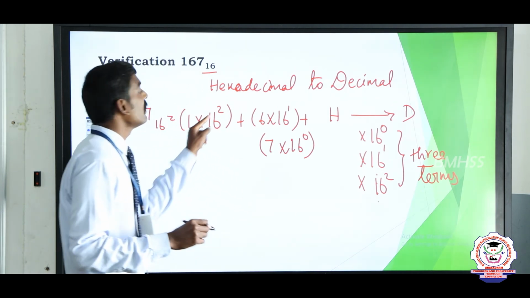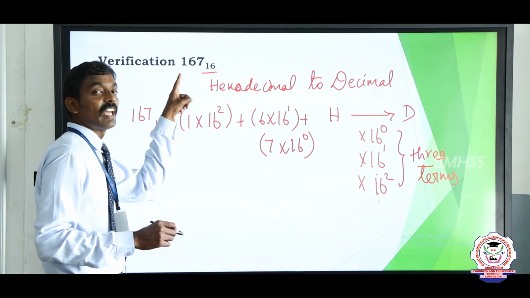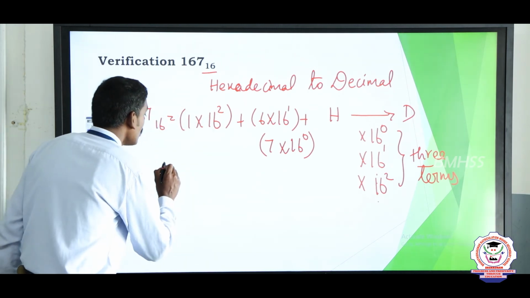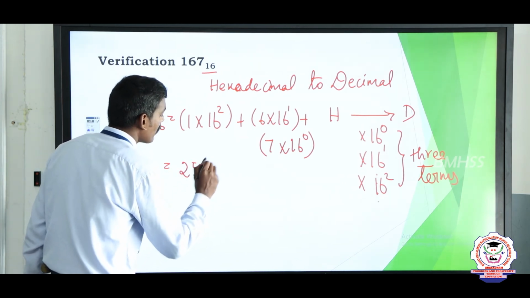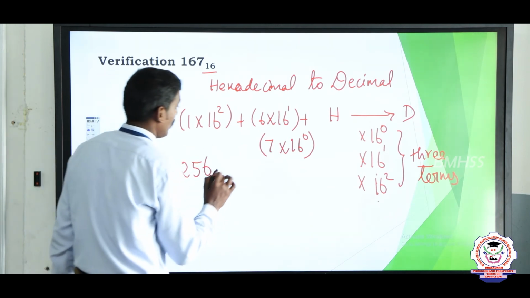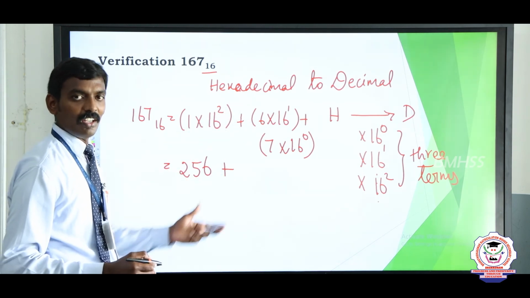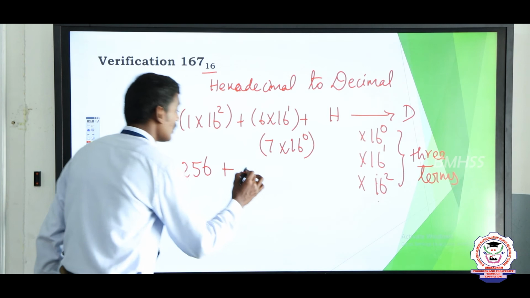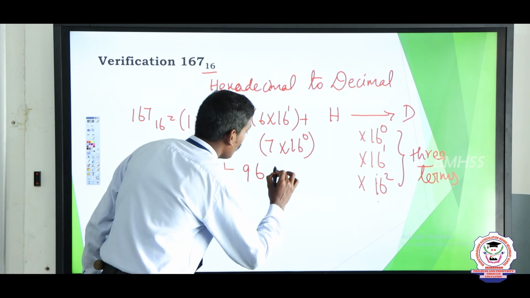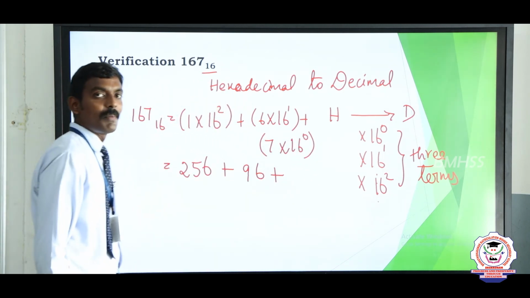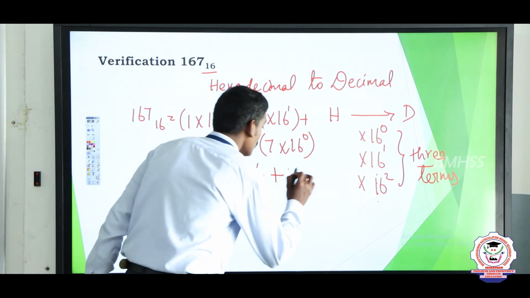How we can specify 1 into 16 to the power of 2? This is the 0th position and this is the first position and this is the second position. So 16 to the power of 2 means what happened? 256. 1 into 256, what will be the result? 256 plus 16 into 6. 16 to the power of 1 is 16. 16 into 6, what is the answer? 6 6s are 36, 6 plus 3, 9. So 96 plus 16 power 0. Anything power 0, what happened? Very good. Anything power 0, 1. So 7 into 1, 7.